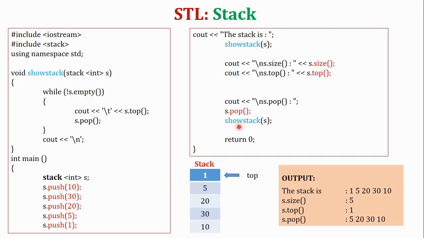Now again, if you call the show function, it will show the content of the stack. What is the current content of the stack here? Starting from here, right? Already 1 is deleted. So 5, 20, 30, 10. Likewise, it will display.